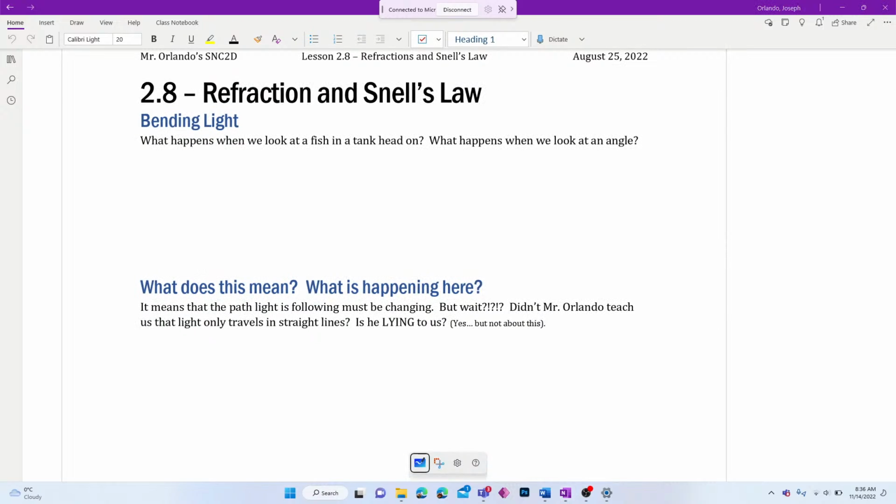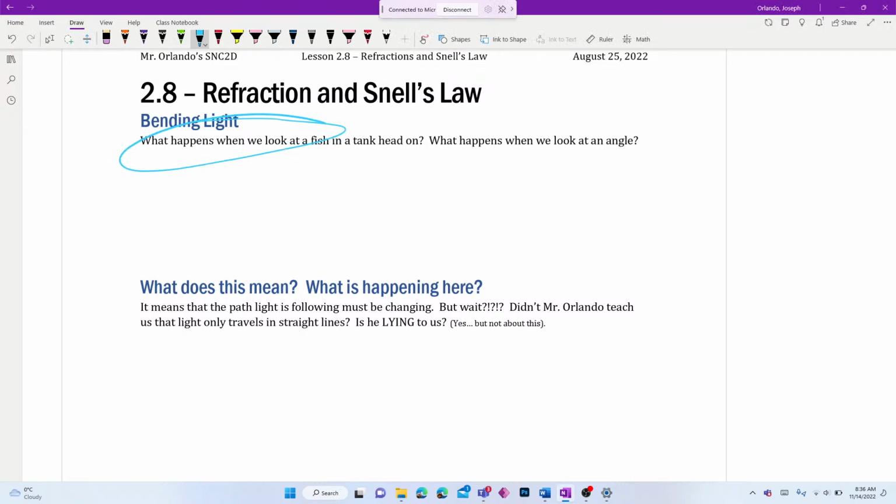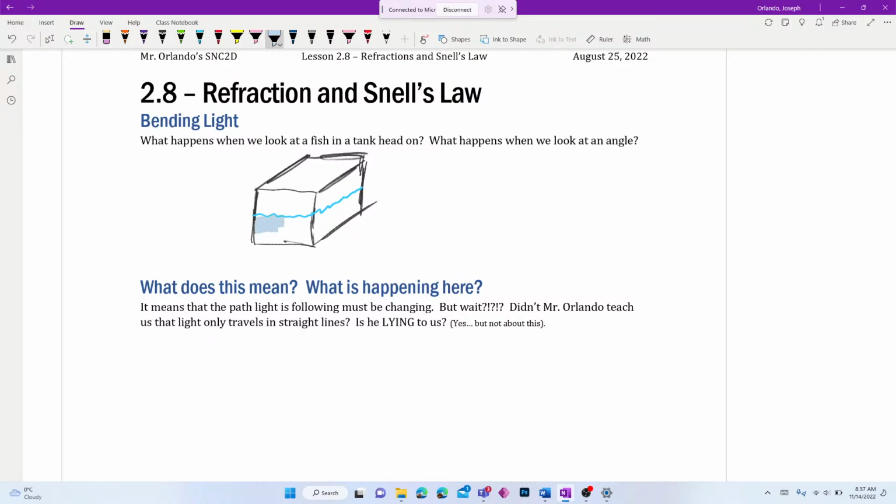All right, so as you can see, when I made this note, it starts with the idea that we'd be looking at this fish tank here. So I'm going to do some beautiful art, because that's just what I'm like. Try not to be intimidated.